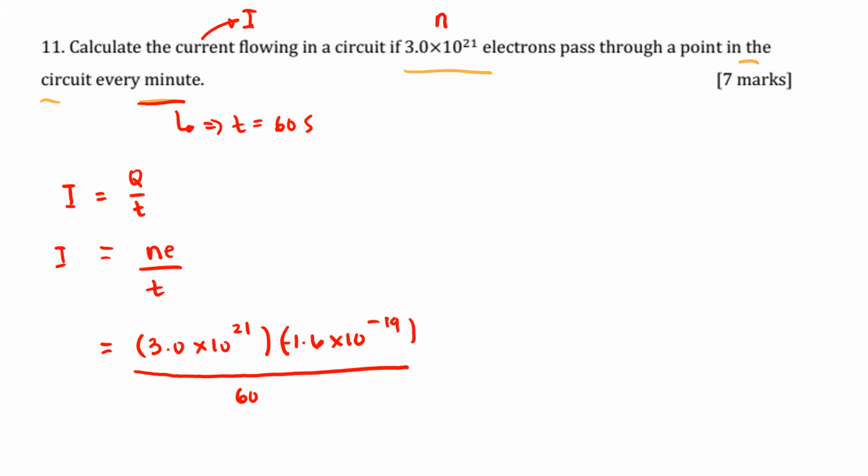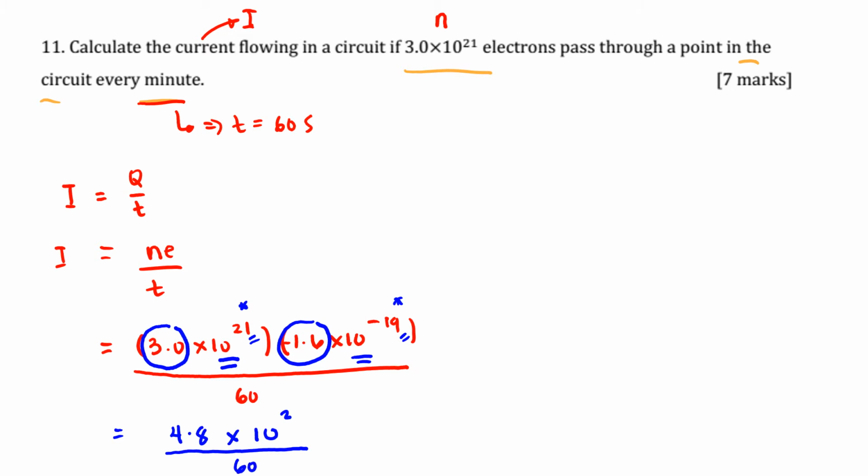Alright, so we have 3.0 multiplied by negative 1.6. It's going to give us 4.8 times, let's look at the exponent, 10 to the power of 21 times 10 to the power of negative 19. So we actually have to add the exponents. So that's 21 plus negative 19. That gives us 10 to the power of positive 2, divided by 60.